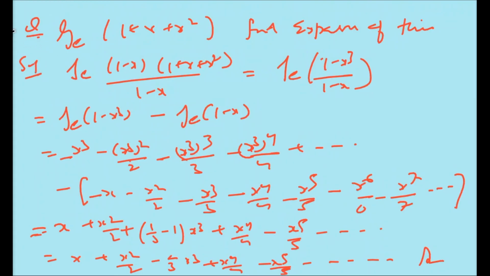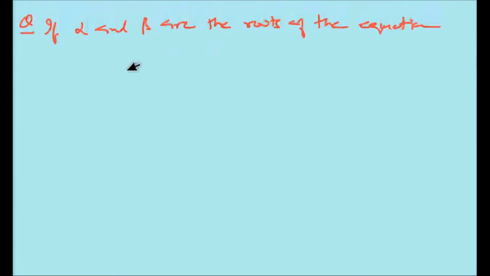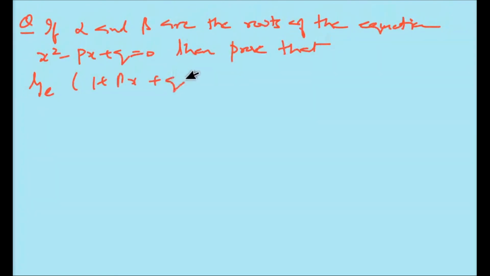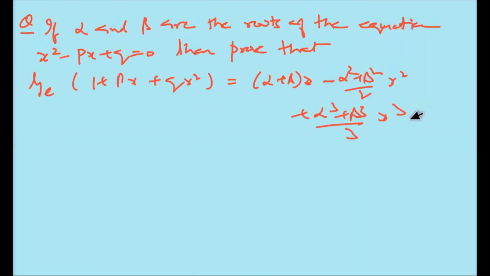so students, I will try to solve one more question. Let alpha and beta are the roots of the equation x square minus px plus q equal to 0, then prove that log e base 1 plus px plus qx square is equal to alpha plus beta x minus alpha square plus beta square upon 2 x square plus alpha cube plus beta cube upon 3 x cube minus and so on.